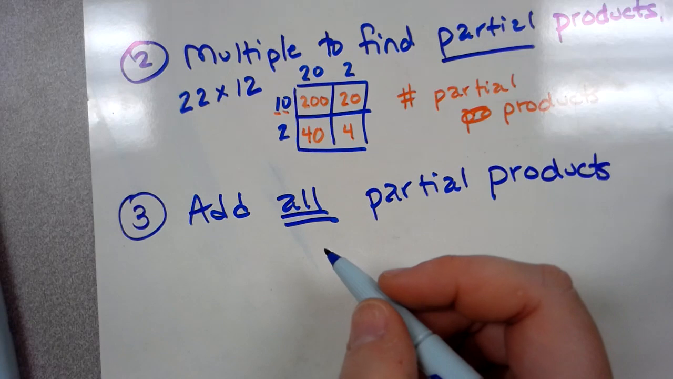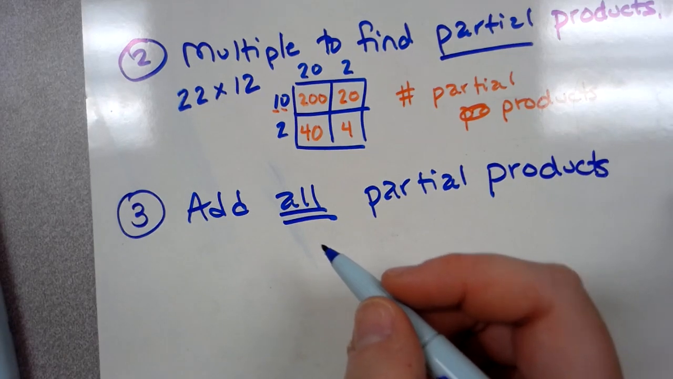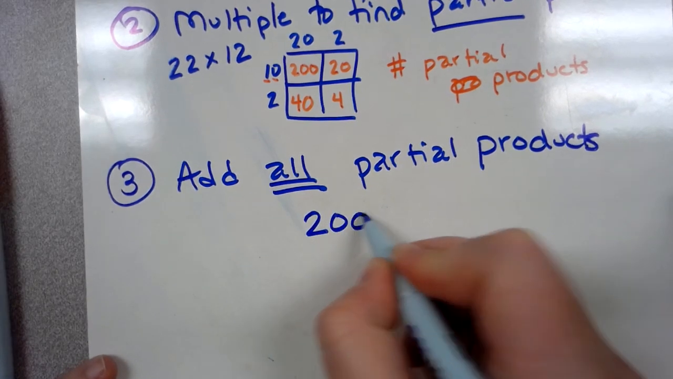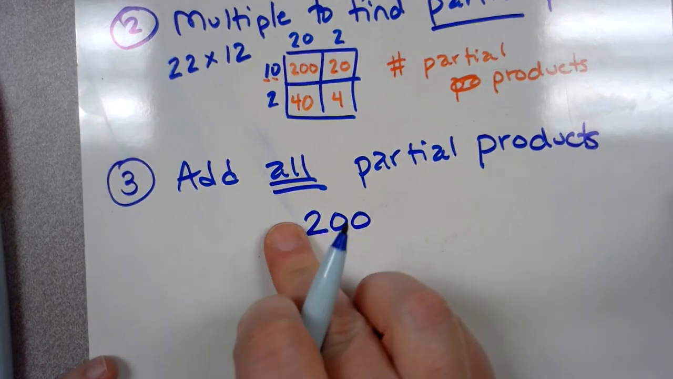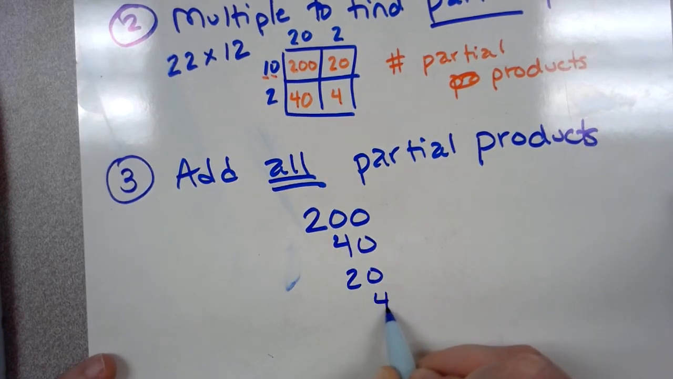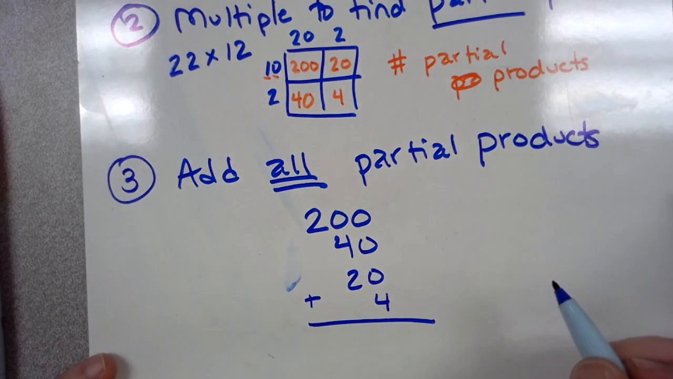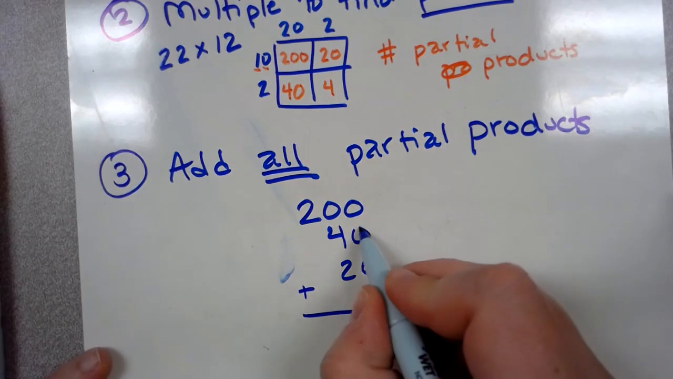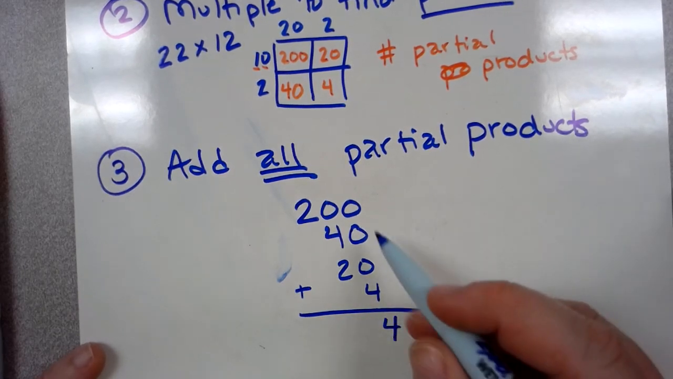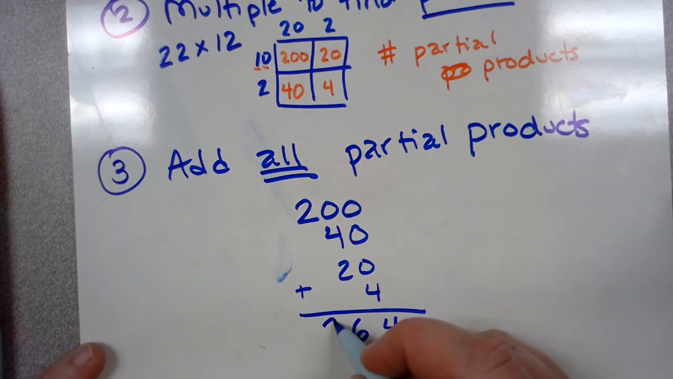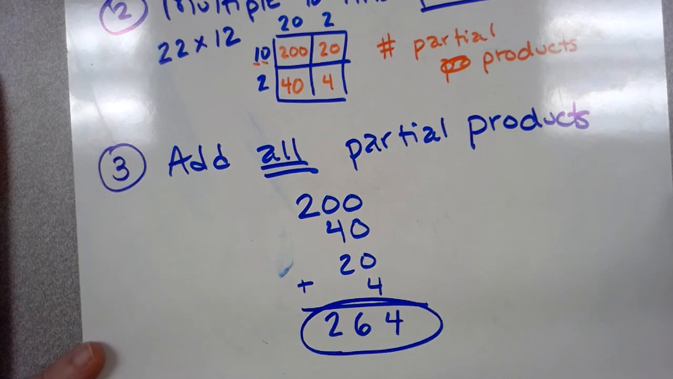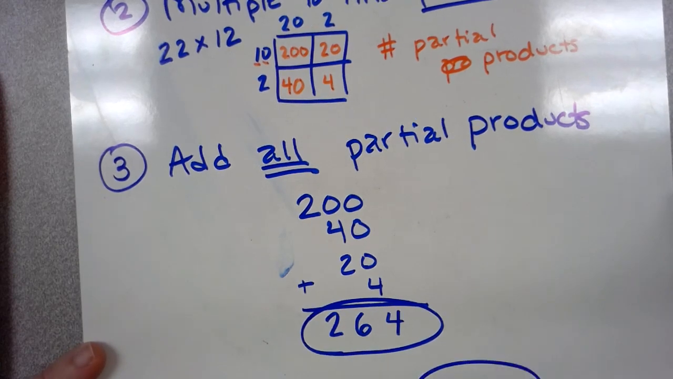So what we would do, and this is what I do, I always go from greatest to least because it keeps your numbers lined up nice and neat. So we would go 200. Oops, let's take that plus sign out. And then 40, 20, and 4. So we would do that. Now, we just add. So 4, 6, and 2. So the answer to 22 times 12 is 264.